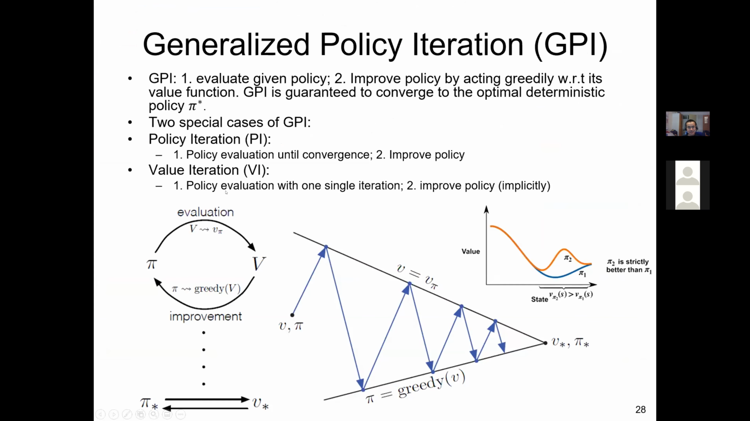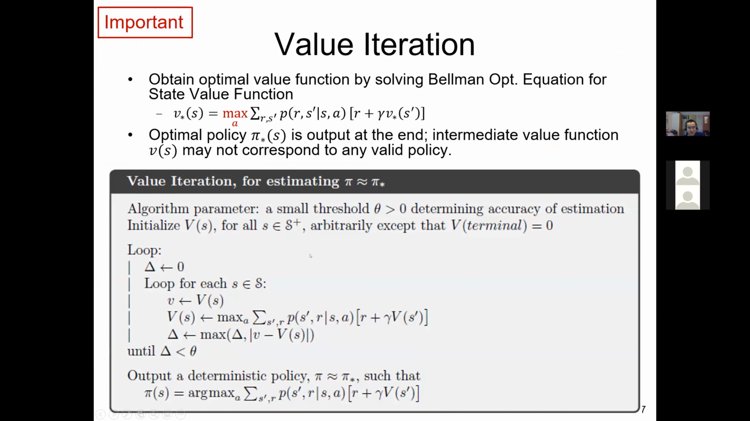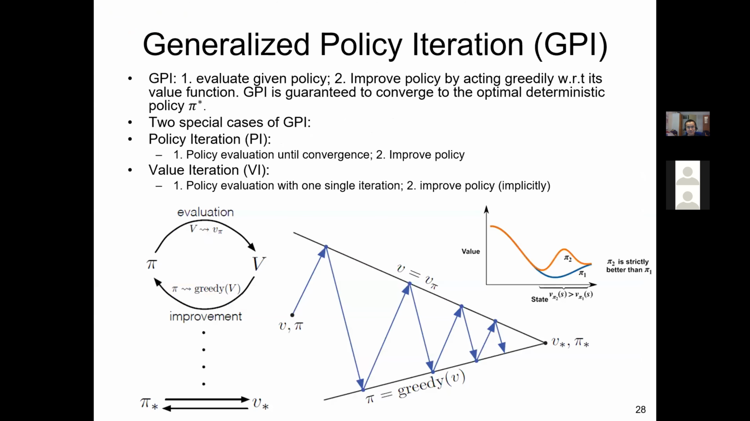And value iteration is to run policy evaluation with one single iteration, and then you improve the policy for one iteration implicitly. So here, we don't have an explicit pi in the pseudocode. Instead, all we're doing is updating and finding the optimal V. Because we have the MDP, we can always derive the pi from V, but we're not updating pi explicitly like in policy iteration.